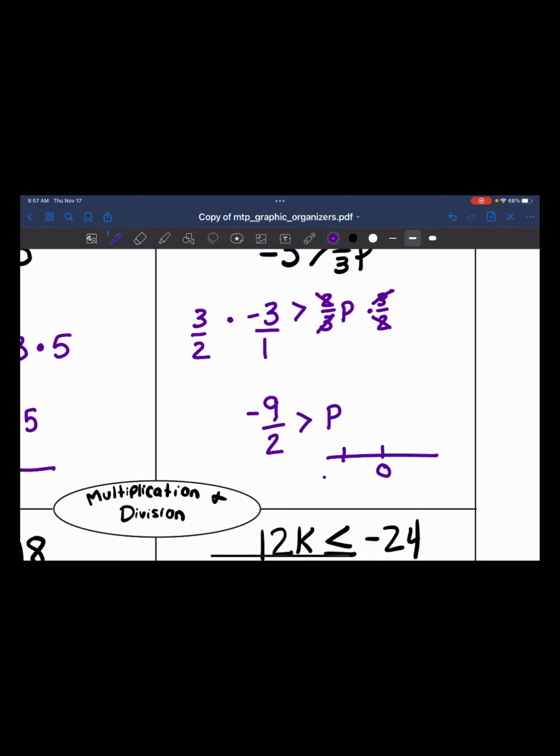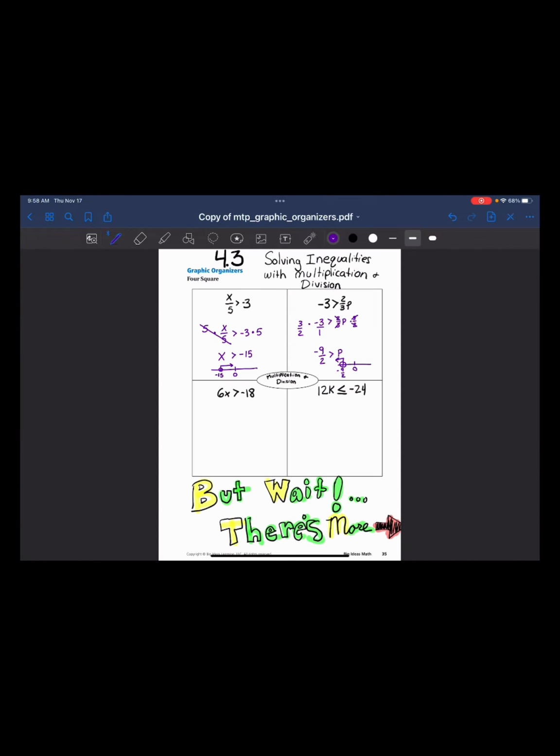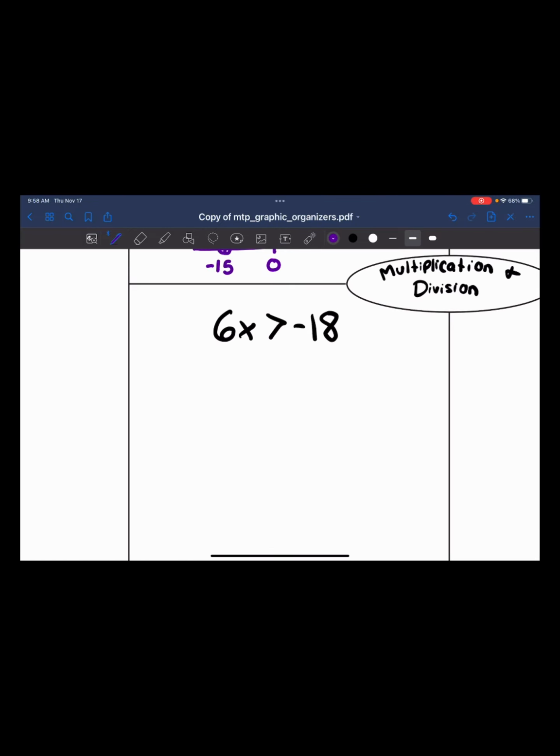Negative 9/2, open circle, read it from the variable. P is less than, P is smaller, so everything this way. Okay. Let's go down here to the next problem. 6x is greater than negative 18. I'm going to rewrite it.